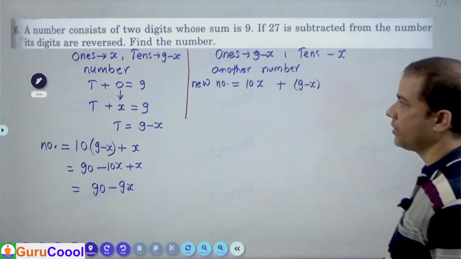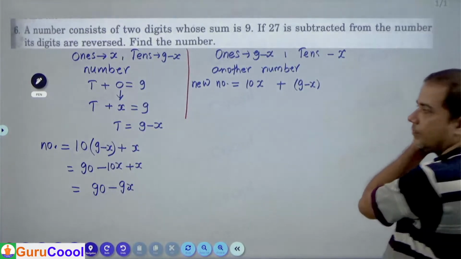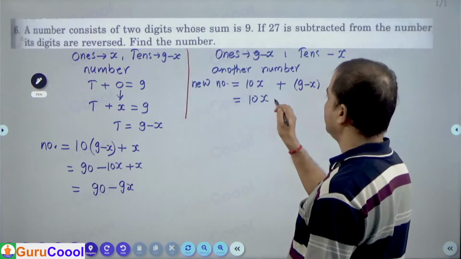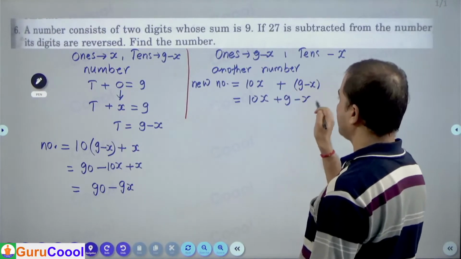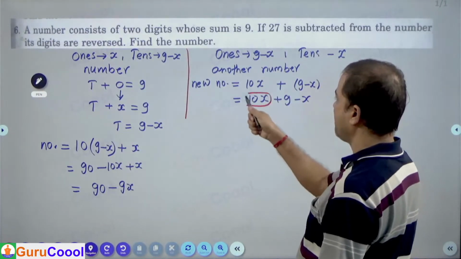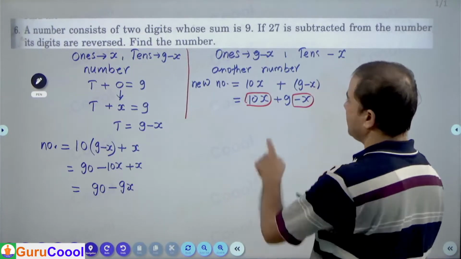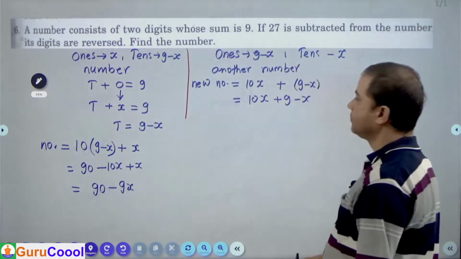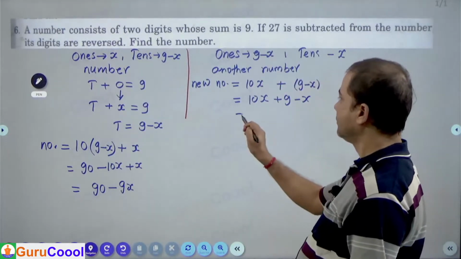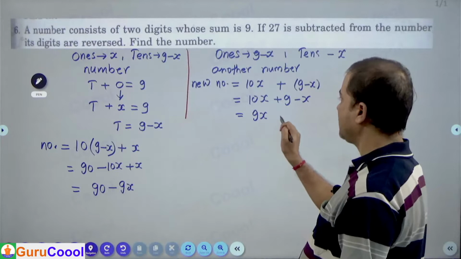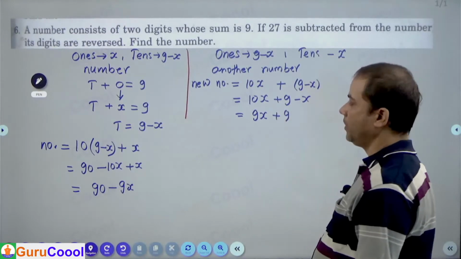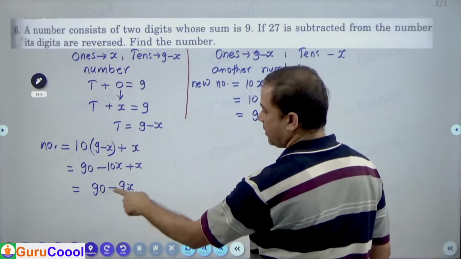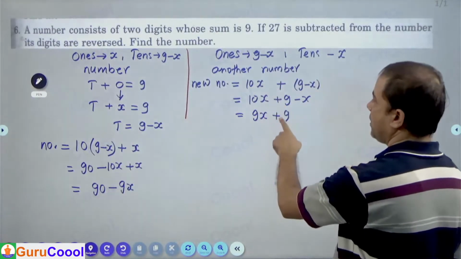You did not use the clue. Now we have to simplify. 10x plus 9 minus x. First term and last term are like terms, 10x minus x. What is that? 9x. 9x plus 9 is the new number. Old number, original number is 90 minus 9x. New number is this.